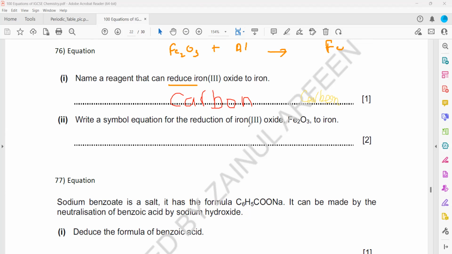Write an equation for the reduction of iron 3 oxide to iron. Any equation is acceptable, like reacting with carbon monoxide or reacting with carbon. If I'm using carbon monoxide as a reducing agent, it will form iron plus carbon dioxide. This is the equation from a blast furnace, in which the iron oxide has been reduced to iron by reacting with carbon monoxide.